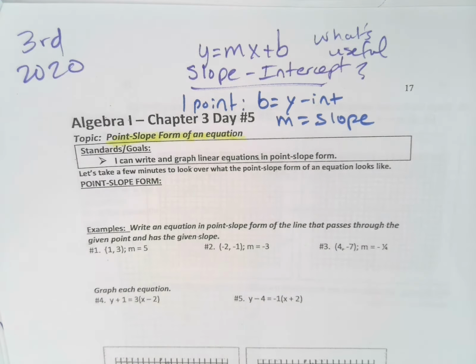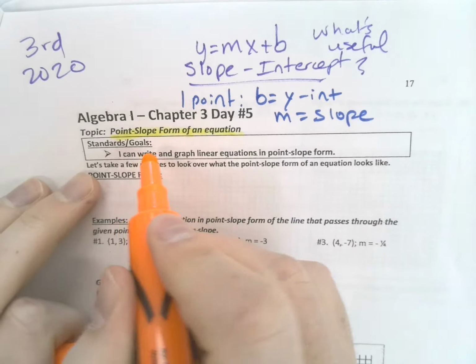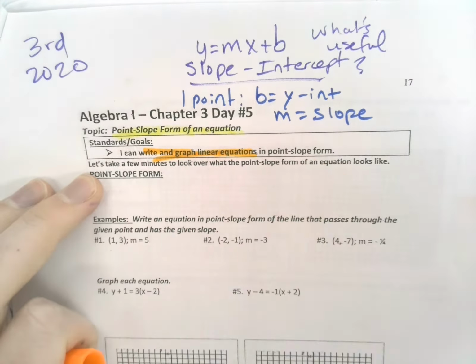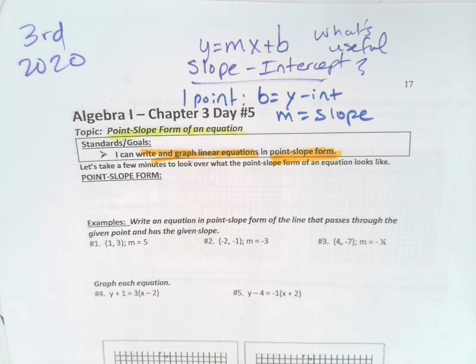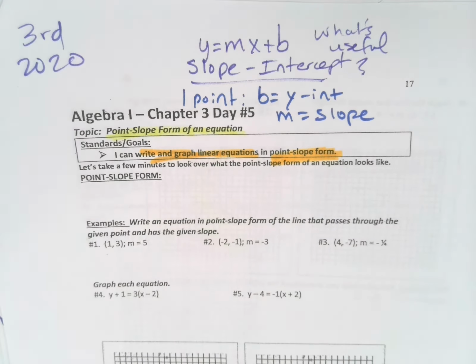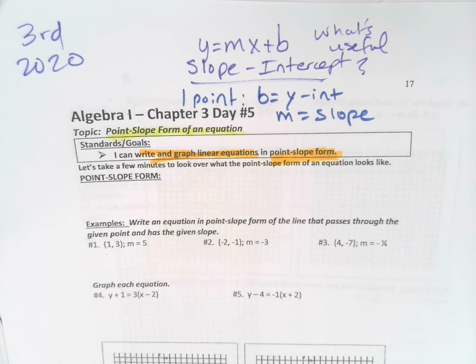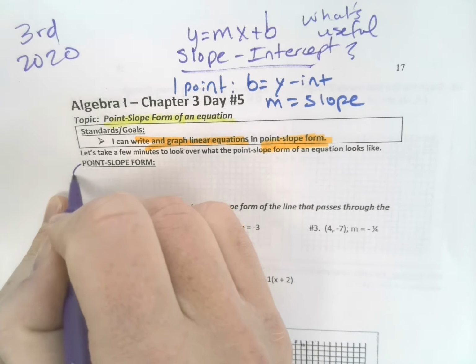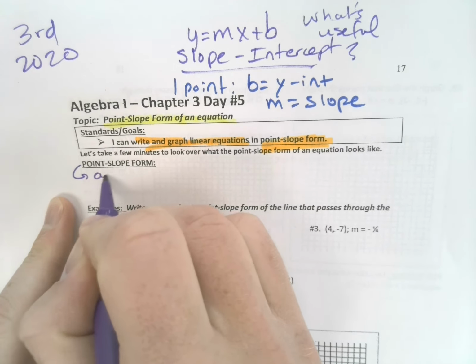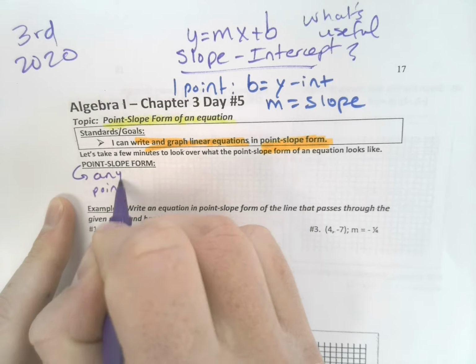Here's where point-slope form comes in. We're going to be able to write and graph equations just like we've been doing, but now if they're in point-slope form. Look at that. Look at the name. Ben, what are the two words you see in this form? Point slope. Oh, that's kind of like slope-intercept. Yeah. Except guess what? This point could be any point on the line.